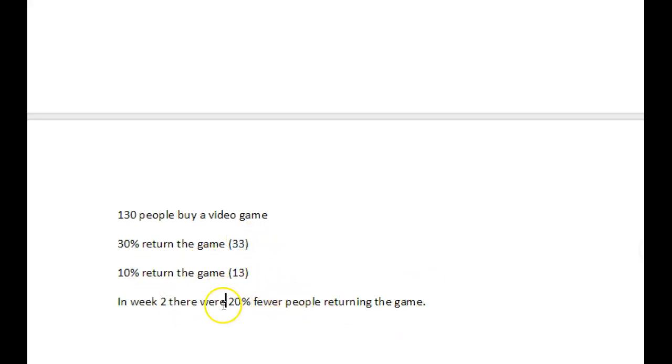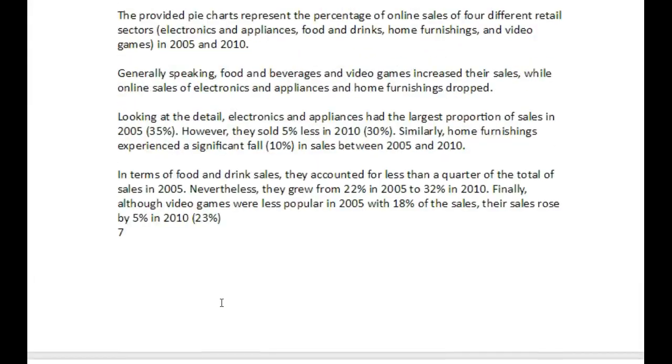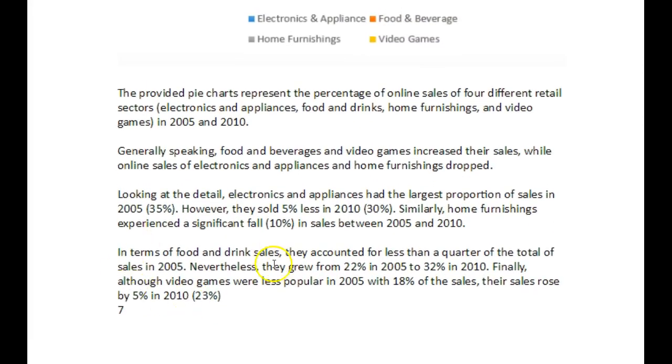If we said in week 2 there were fewer people returning the game by 20% of the original number, which obviously is too long. So we have to be careful when we're talking about reductions in percentages, because we need to know what we're applying the percentage to. Just ask yourself, 20% of what? Or, in your case, 5% of what?